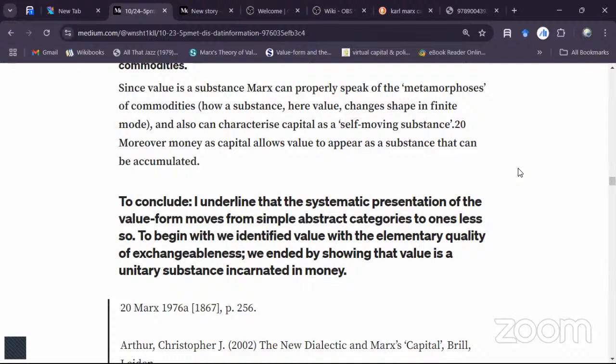To conclude, I underline that the systematic presentation of the value form moves from simple abstract categories to ones less so. To begin with, we identified value with the elementary quality of exchangeableness. We end by showing that value is a unitary substance incarnated in money. In other words, there was exchangeableness, but then there was exchangeability. I know that's like the difference between tick and tock, but it is, and or. It's a kind of logical relation. And in reality, that's kind of how it exists. And we constantly try and mess with it in ways to our detriment.